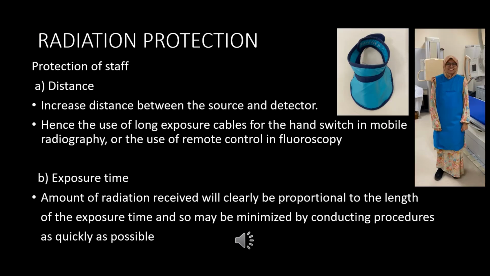Radiation protection for medical personnel. There are various methods that can be practiced by medical staff to reduce radiation dose. Firstly, they can increase the distance from the source of radiation. Hence, the use of long exposure cables for hand switches in mobile radiography or the use of remote control in fluoroscopy units.